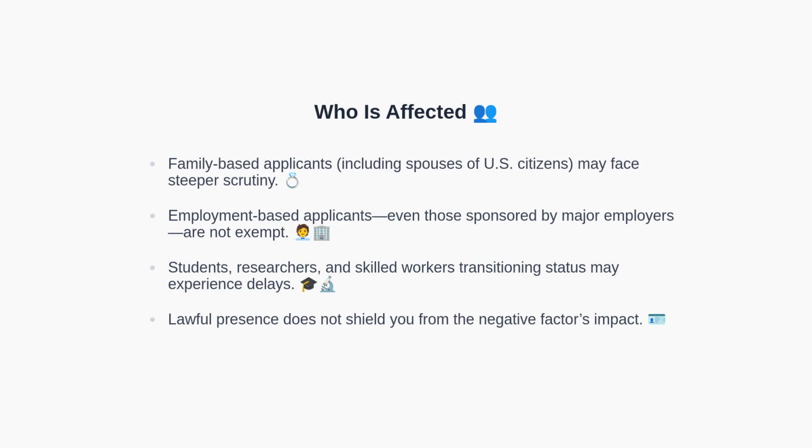The impact spans multiple categories. Family-based applicants, including spouses of U.S. citizens, may face more rigorous questioning and evidence requirements. Employment-based applicants, even those backed by major corporations, can encounter the same elevated burden. Students and researchers changing or adjusting status may see additional delays or requests for evidence. Crucially, being lawfully present or well-sponsored does not eliminate the effect of the country of origin negative factor.